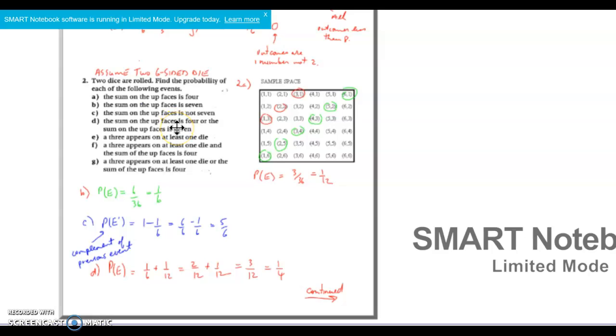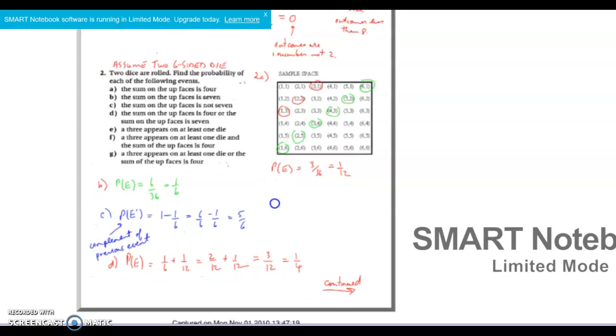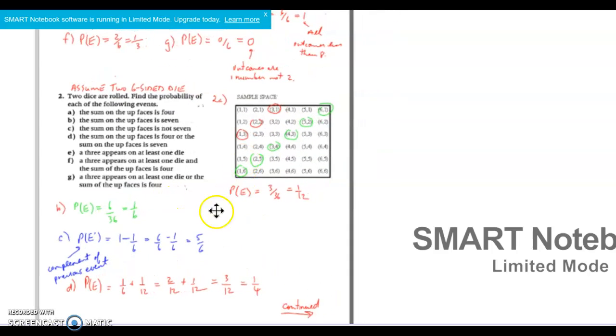C is the sum is not 7. So the best way to do that is to figure out that the sum is 7. So you look over here and count the 7s, and you actually got that in B: there's 6 out of 36, and 1 minus that will give you the rest of them, as a probability. So there are 30. There are 30. Okay, we know that.